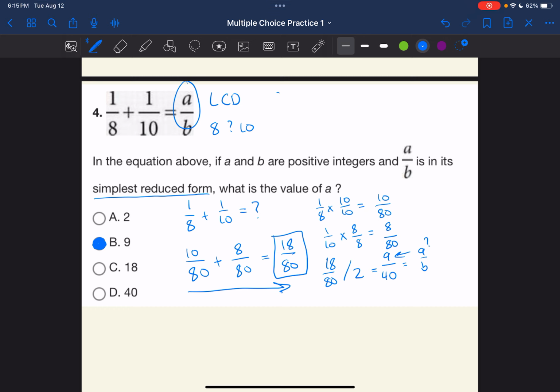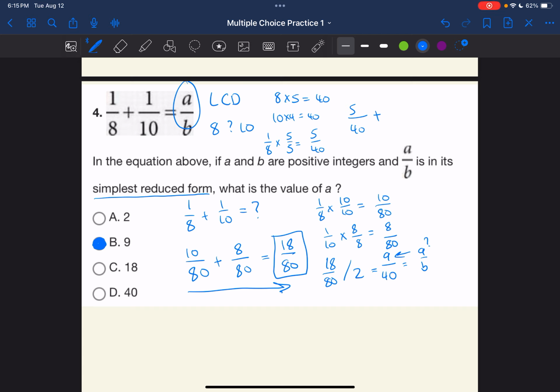8 times 5 equals 40, and 10 times 4 equals 40. This is a multiplicative number, a product that they share. So therefore, we can change the denominator to 40. So if originally we had 1/8 and we multiply it by 5 over 5, again, we're multiplying it by 1. This does not change the value of it, just simply how it's written.